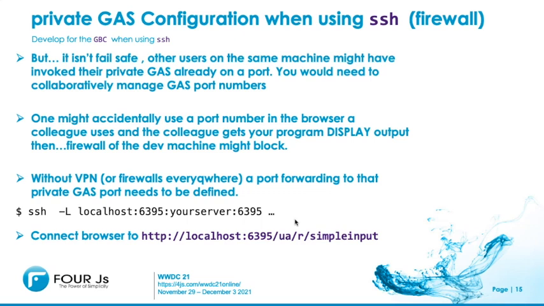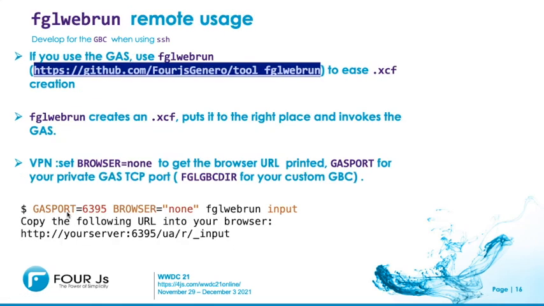If your dev machine is firewalled, then you need some additional rules to set up the port forwarding to this private GAS. And you could do this with an SSH -L port forwarding command. And then you could point your browser to your local host machine, and the local port forwarding would then port forward to your development machine by this SSH port forwarding.